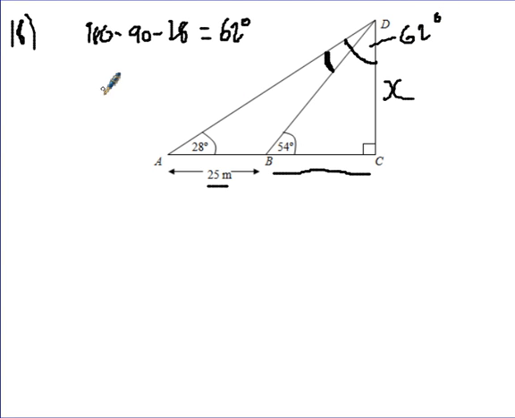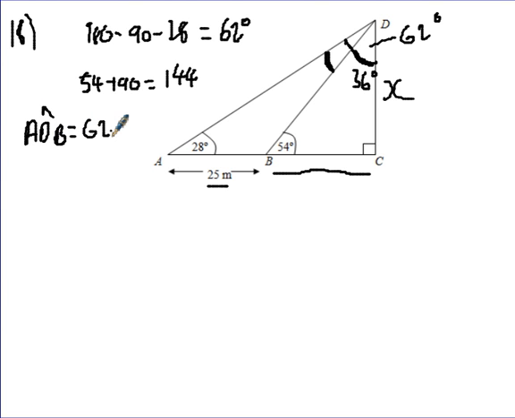Well, I also know then that 54 and this, so if I add my 54 and my 90 together, that gives me 144. So this here has to be 36, the angle in that bit. So then ADB, that angle has to be 62 take off 36. So 62 take off 36 gives you 26 degrees. So 26 degrees is in here.